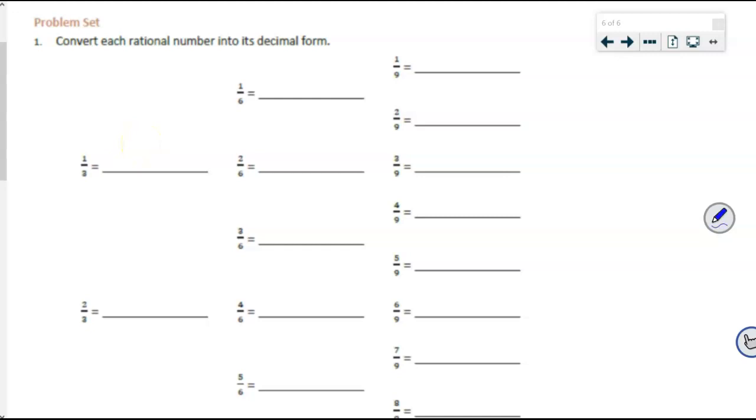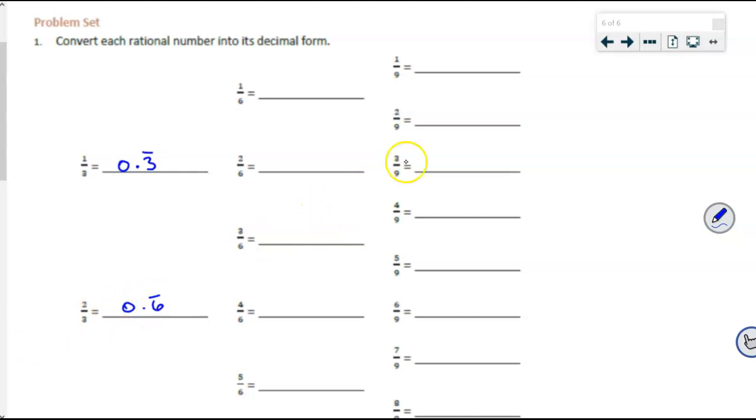What is 1/3 as a decimal? Try again. It's not 3/10 either. It's 0 and 3 over bar. Yep. So 0 and 3 over bar. And 2/3 is 0 and 6 over bar. So it's not going to be too hard.